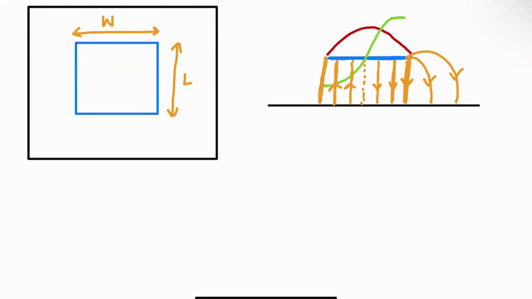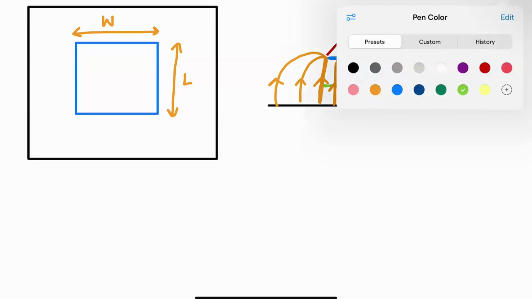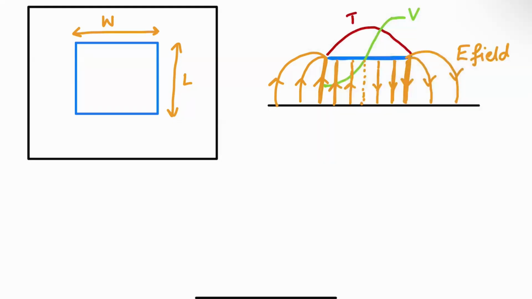And then this is strong. And then you have like that, right? That's what the voltage electric field looks like. So this is the E field. This is the voltage. And this is the current. Okay.